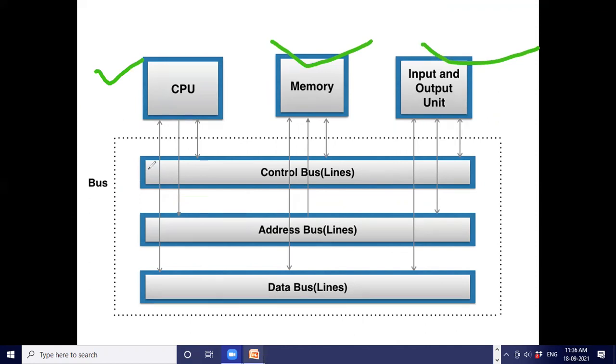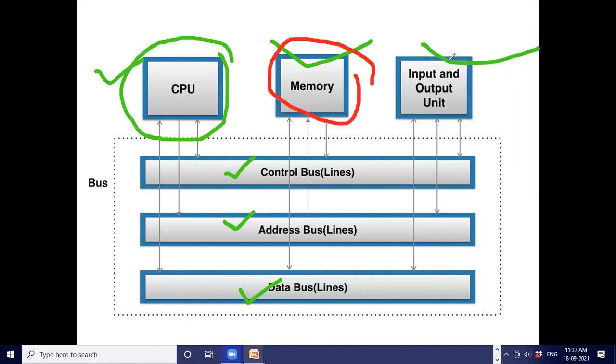These things you can see that there are different buses, and buses are nothing but some lines, some paths. So we have control bus, we have address bus, we have data bus. One thing you can notice if you look at the arrows: where have they been connected? CPU, then memory, then input output unit.